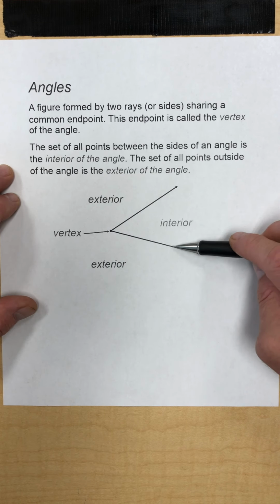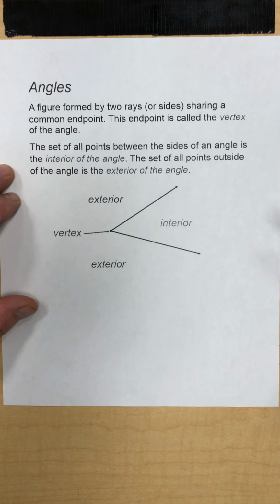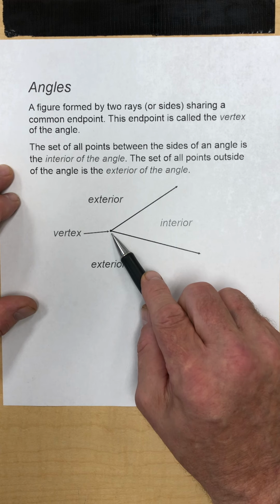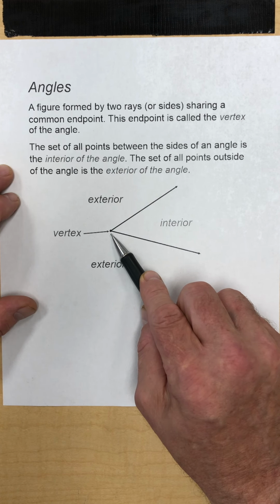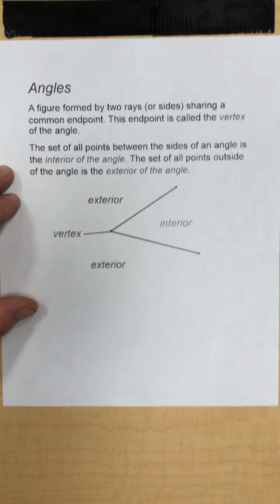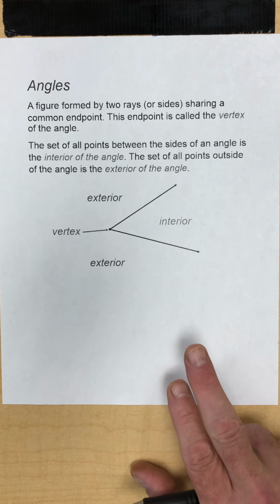We have the two sides, which are both rays, and they have a common beginning point, which we call an endpoint, and that is called the vertex. I'm sure you guys have seen that before, I have no doubt about it.